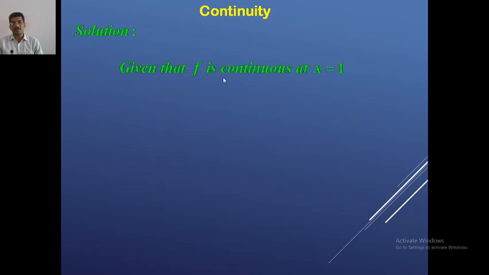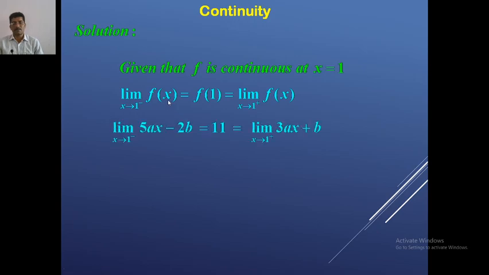First, given that f is continuous at x equal to 1, by definition of continuity, it implies the limit of f of x as x tends to 1 minus is equal to the value of the function f of 1 is equal to the right-hand limit, the limit of f of x as x tends to 1 plus. Let's substitute the values of f of x and f of 1. On the left-hand side of 1, f of x value is 5ax minus 2b, and on the right-hand side of 1, f of x value is 3ax plus b, and f of 1 value is 11. Therefore, the limit of 5ax minus 2b as x tends to 1 is equal to 11. Its value is equal to the limit of 3ax plus b as x tends to 1.